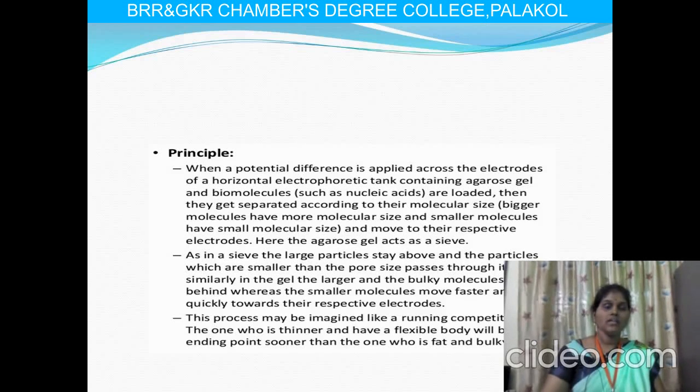Here we will use electrodes which are made up of platinum. This process may be imagined like a running competition. The one that is thinner will move very fast, and the one that is thicker will move very slowly. So this is the major or basic principle of gel electrophoresis.